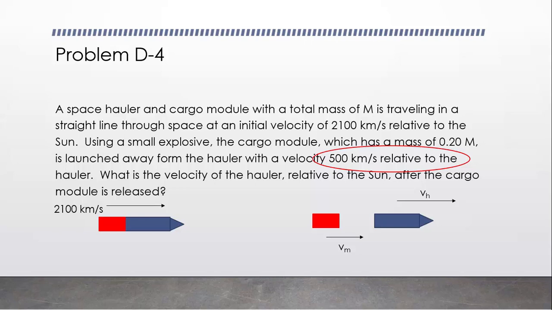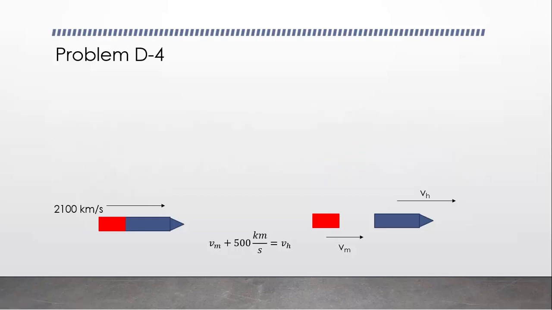So what does this 500 kilometers per second relative to the hauler mean? It means there's a relationship between Vm and Vh that looks like this: Vm plus 500 equals Vh. What this does not mean is that with respect to the sun, the module is moving 500 kilometers per second slower than the hauler. This is what's called relative velocity. We can talk about that a little bit more. It's an interesting concept if you're looking at how objects are moving with respect to one another.